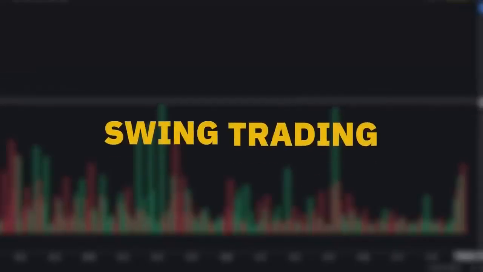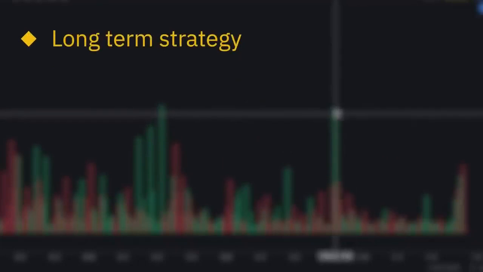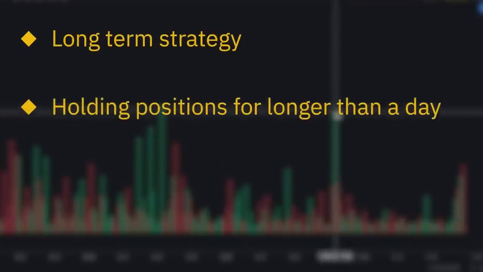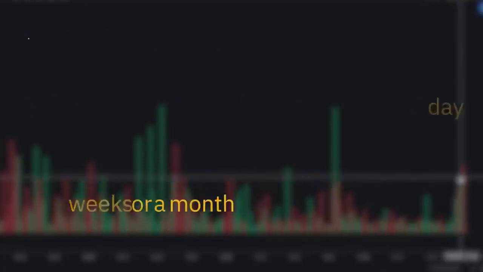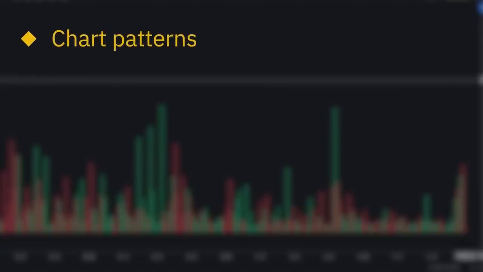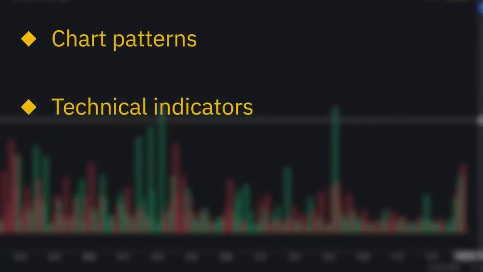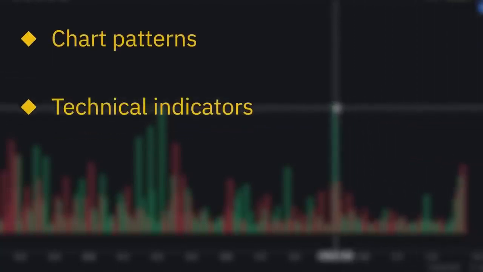Next, we'll be talking about swing trading. Swing trading is a long-term strategy involving holding positions for longer than a day, but usually not longer than a few weeks or a month. Swing traders try to take advantage of the volatility that takes a few days or weeks to play out. These traders use a combination of technical and fundamental factors to create their trading strategy. Chart patterns and technical indicators can also play an essential role in swing trading.